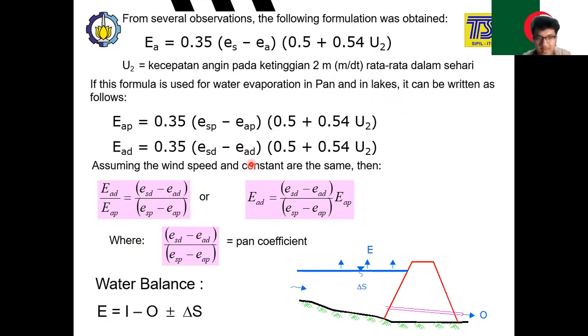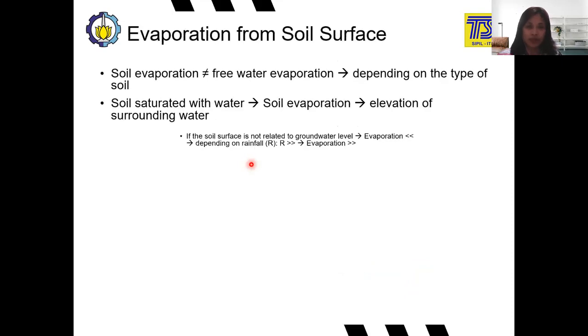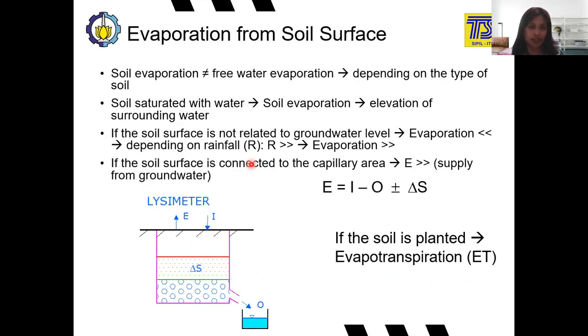Okay. So we already talked about the evaporation from the water surface. And now we will talk about the evaporation from the soil surface. So this is the evaporation that happens in the soil. It is related to water contained in the soil, or we can call it soil moisture. Soil evaporation is not the same as free water evaporation, because it depends on the type of the soil. As you know, there are a lot of types of soil. There is soil which is dry, and there is also soil which contains a lot of water. It is similar to mud.